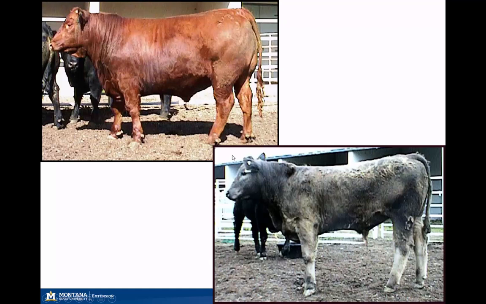And then in the bottom right, we have that animal that's not quite finished. He looks good, heavily muscled probably based on his appearance, but not a lot of fat around that tail head. The brisket really isn't full. Now, we still can't see those ribs, but we just can't see the fill of that animal like we can in this top left picture.